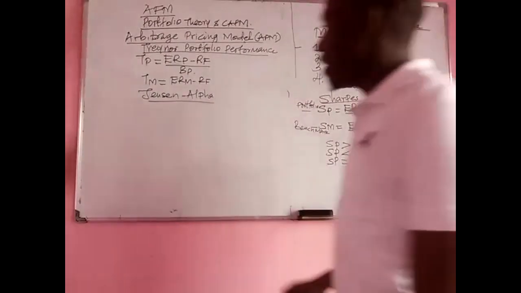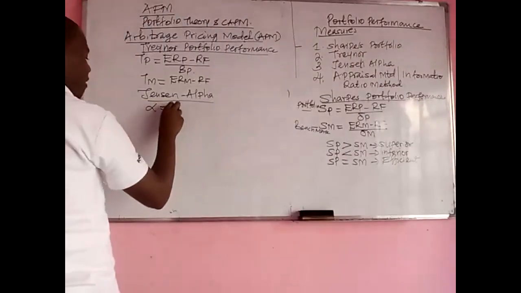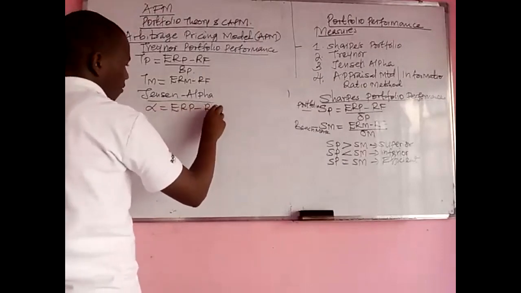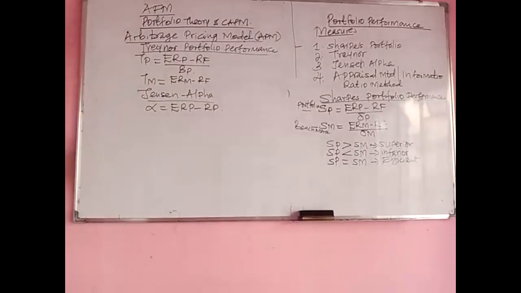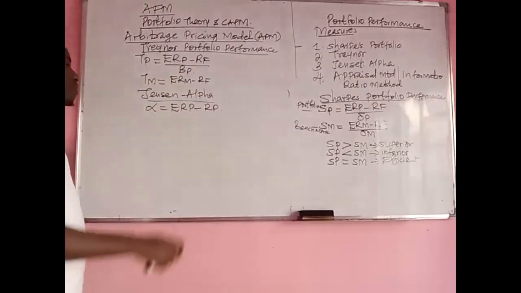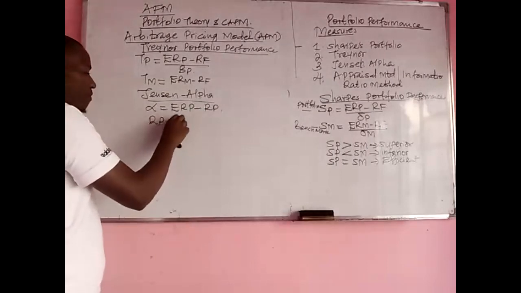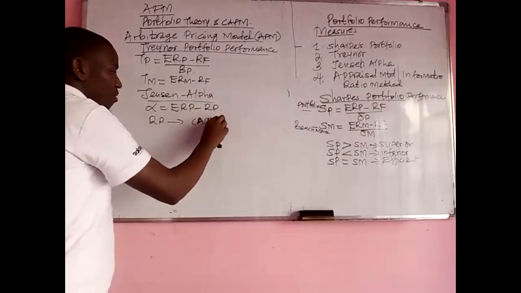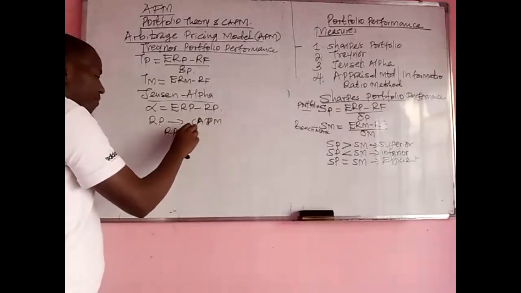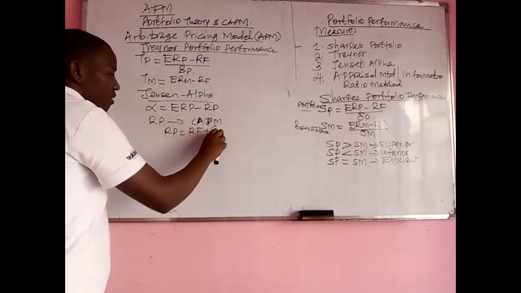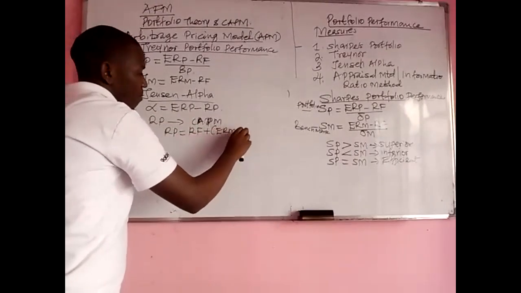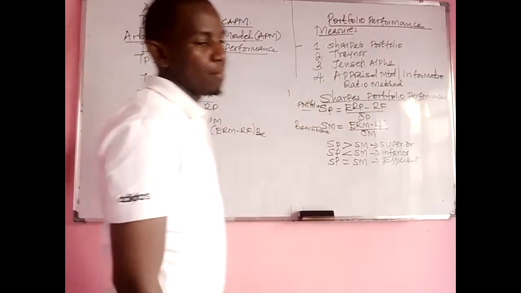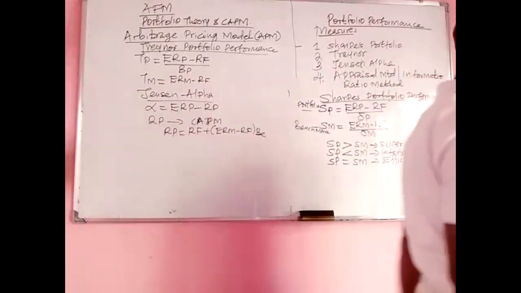Now, to get the alpha in this case, it will be given by the expected return of the portfolio minus the required return of the portfolio. And in this case, for us to get the required return of the portfolio, we have to use CAPM, where this will be given by the risk-free rate plus the expected return of the market minus the risk-free rate, multiplied by the beta.